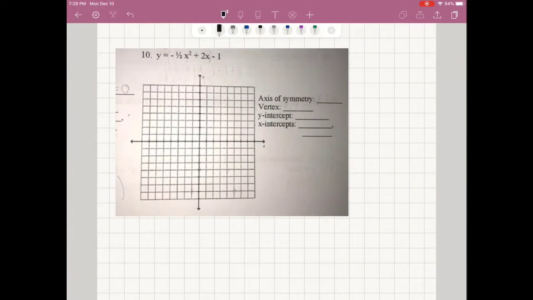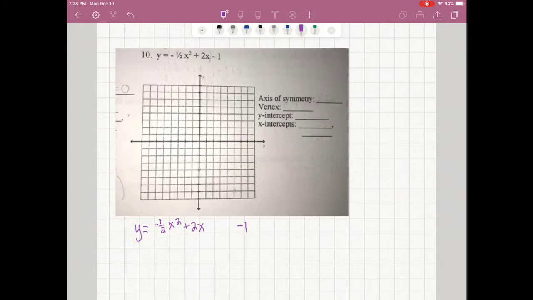Okay, we're going to graph this function, y equals -1/2 x squared plus 2x minus 1. There's two different ways that we can come up with the vertex and the axis of symmetry and all the information that we need to get a good graph. One of them is by completing the square. This one isn't too difficult to complete the square, but we're going to have to factor out that -1/2 from the first two terms of the function.